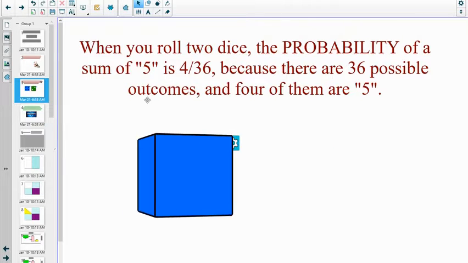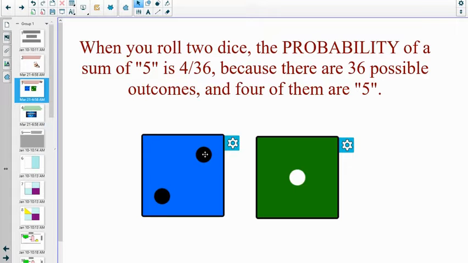If we roll dice, if I've got two six-sided dice, there are 36 possible outcomes. The blue die over here on the left side could be the numbers 1 through 6. The green die could also be the numbers 1 through 6. So there's 6 possibilities for the blue, 6 possibilities for the green, 36 total possibilities.